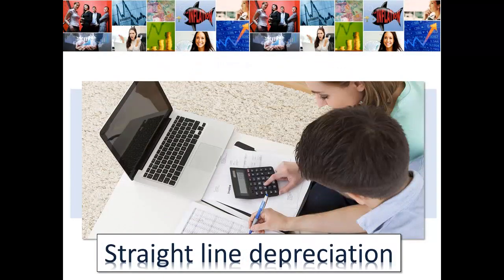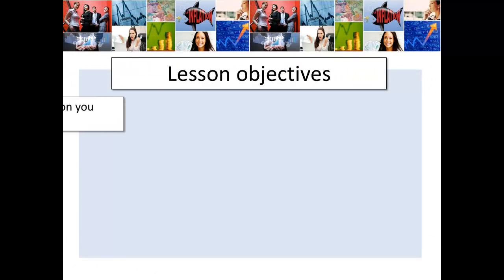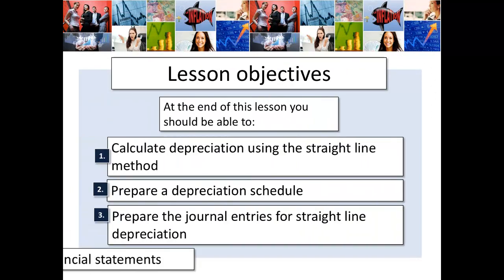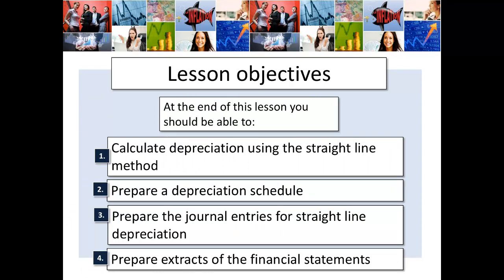Right, we've got 2 methods to depreciate our assets, and the first we're going to look at is straight line depreciation. So just quickly, now we need to be able to calculate the depreciation using the straight line method. We need to be able to prepare a depreciation schedule. Then we need to prepare the journal entries for the straight line depreciation. And finally, to be able to prepare extracts for our financial statements, our income statements and our balance sheet.